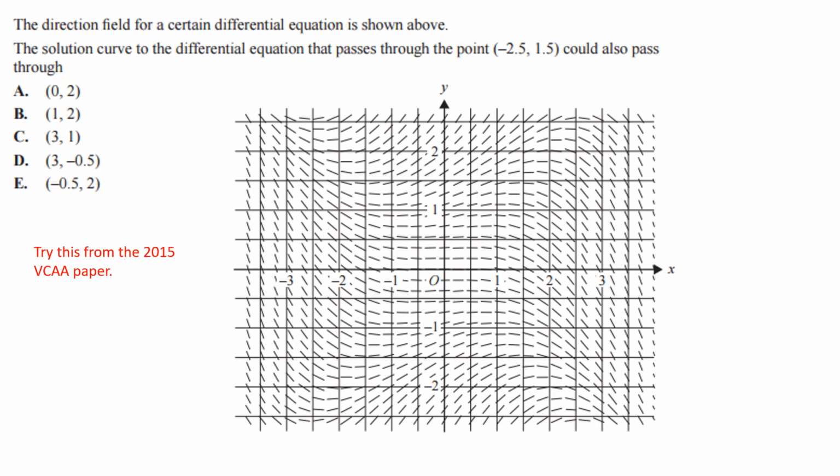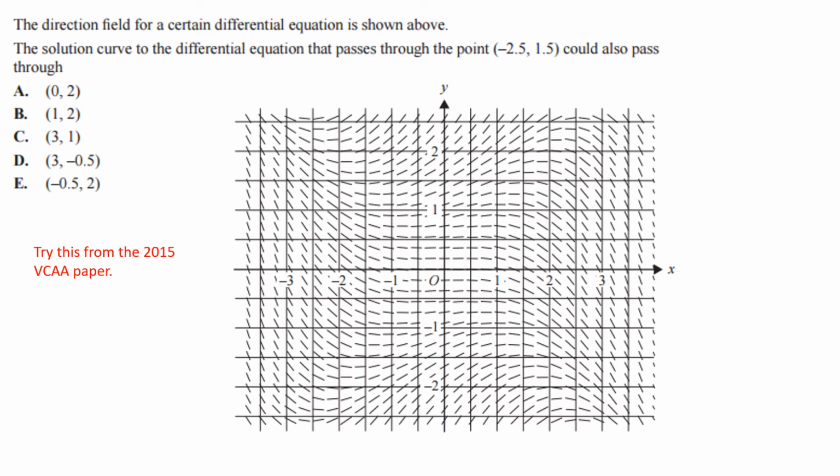Okay, I forgot about this actually, and this is an important one to look at. We're still in the field of examining solution curves, but this is presented in a different way. This is the sort of question that's come up recently, so you could expect something like this. Here is a slope field. We're not given the rule for the DE, and that's fine. We know that the solution curve goes through -2.5, 1.5. A point that it could also pass through is one of those 5 options.